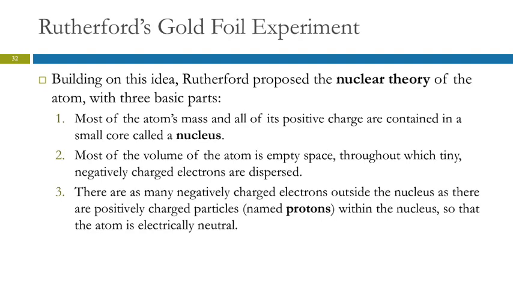So from that idea, Rutherford came up with the nuclear theory of the atom. And this says that most of the atom's mass and all of its positive charge are contained in a small core called the nucleus. Most of the volume of the atom is empty space through which tiny negatively charged electrons are dispersed. And there are as many negatively charged electrons outside the nucleus as there are positively charged particles within the nucleus, so that the atom is electrically neutral. And those positive particles are called protons. Protons are positive, both start with P. The electrons are negative.